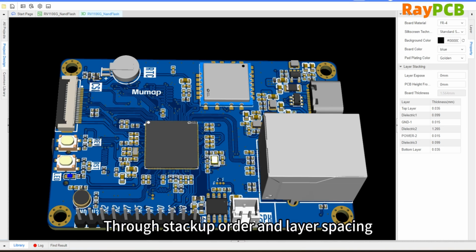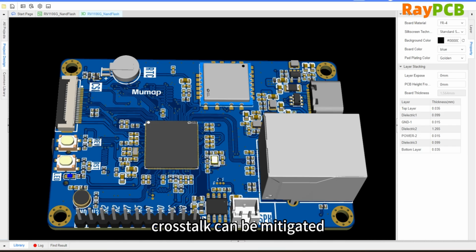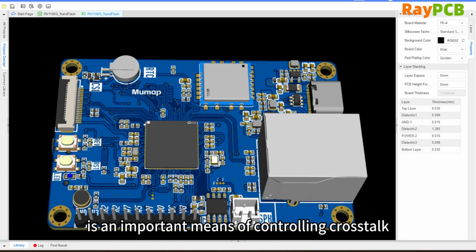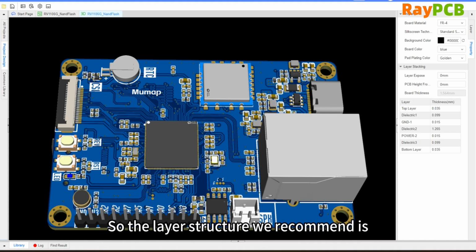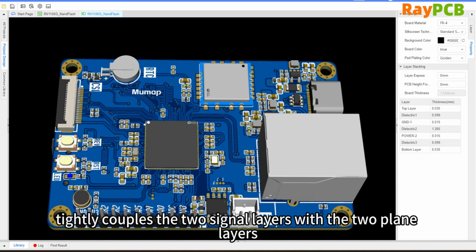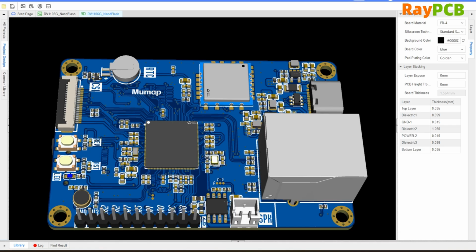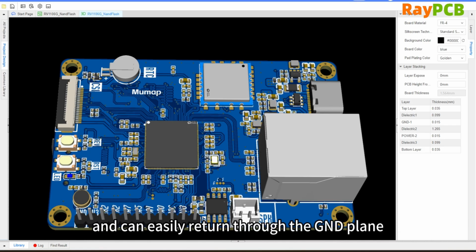Crosstalk can be mitigated by adjusting the stack-up order and the distance between layers. Optimizing the layer sequence and the spacing in a 4-layer board is a key method for controlling crosstalk. Therefore, we recommend a layer structure of signal, GND, power, signal. The advantage of this arrangement is that it closely couples both signal layers with the two plane layers, with L1 being close to GND and L4. And it allows for convenient return current through the GND plane.